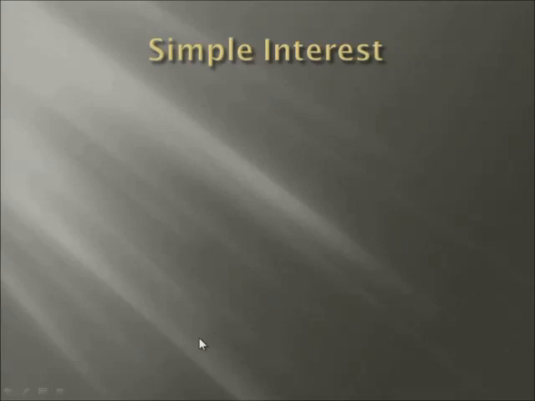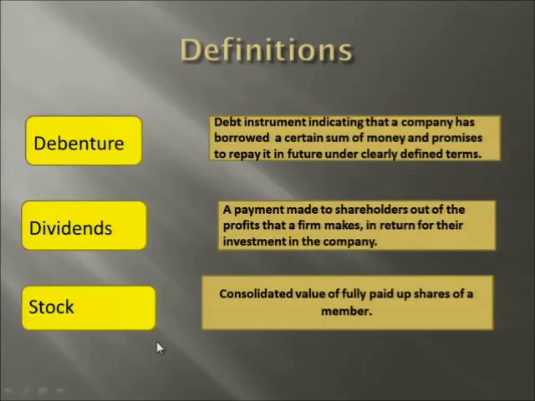Then, when we look into the different types of investment, it is important to take into account debentures. Basically, a debenture is an instrument indicating that a company has borrowed a certain amount of money from a particular individual. If a company decides to borrow money from a particular individual, there's a certificate called a debenture.